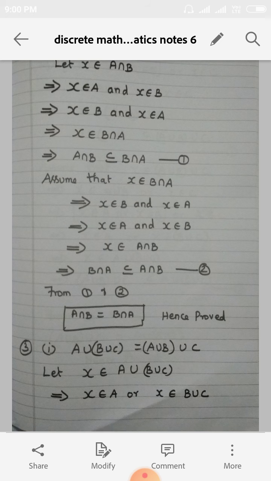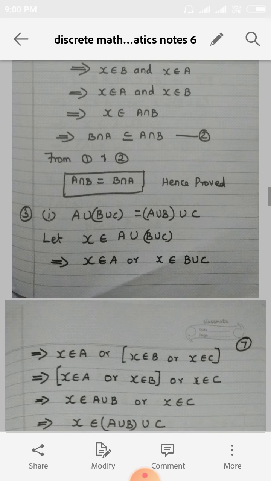Now assume the reverse part. Consider the right hand side first. X belongs to B intersection A. This implies X belongs to B and X belongs to A, or X belongs to A and X belongs to B. That is, X belongs to A intersection B. Therefore, B intersection A contains or equal to A intersection B. Mark it as equation number 2. So from 1 and 2, what we get? A intersection B is equal to B intersection A. That's the second case.